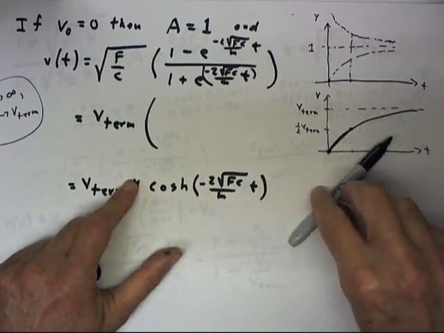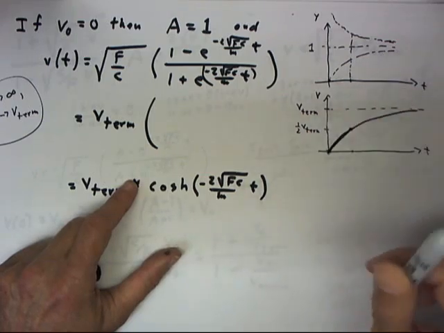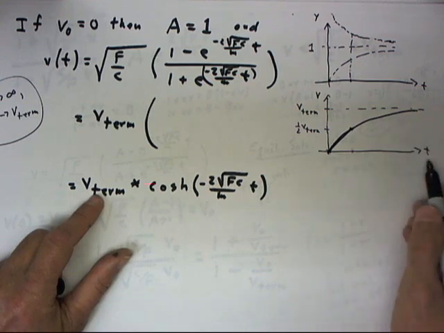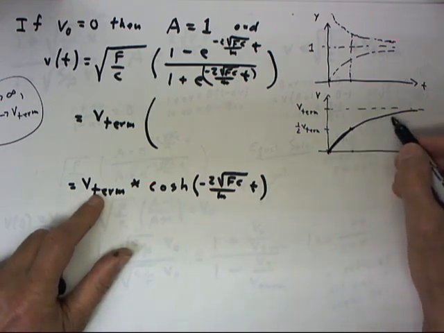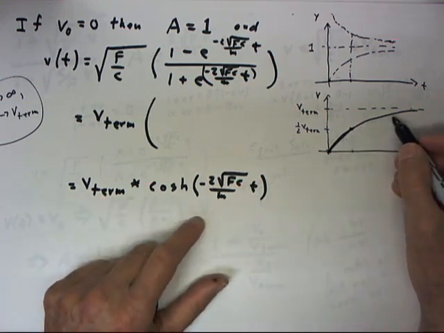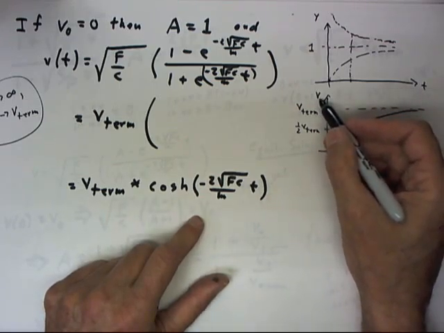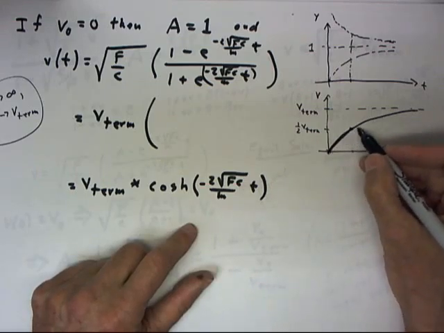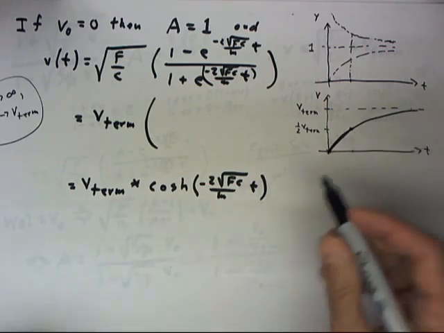approaches its terminal velocity with a decreasing slope, meaning that you have less and less acceleration as time goes on, and that's exactly what we would expect from a drag force that's proportional to the square of the velocity. The faster we go, the more drag force we have, and the less quickly we change our velocity.